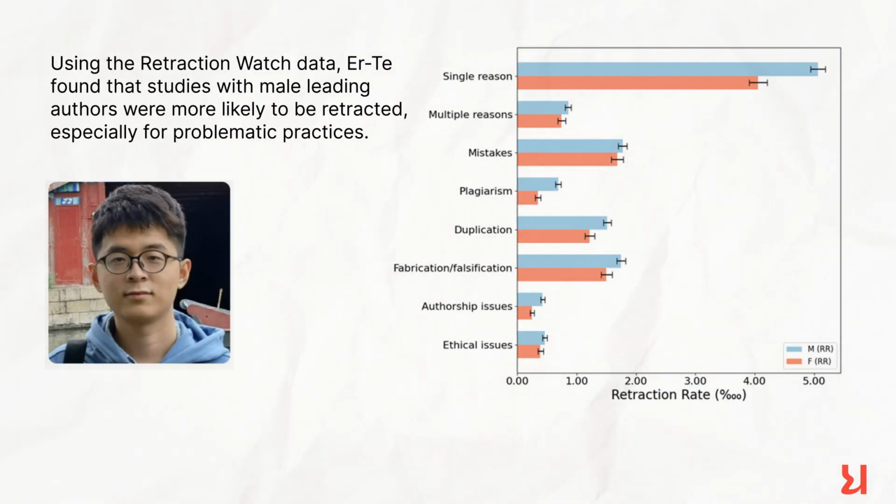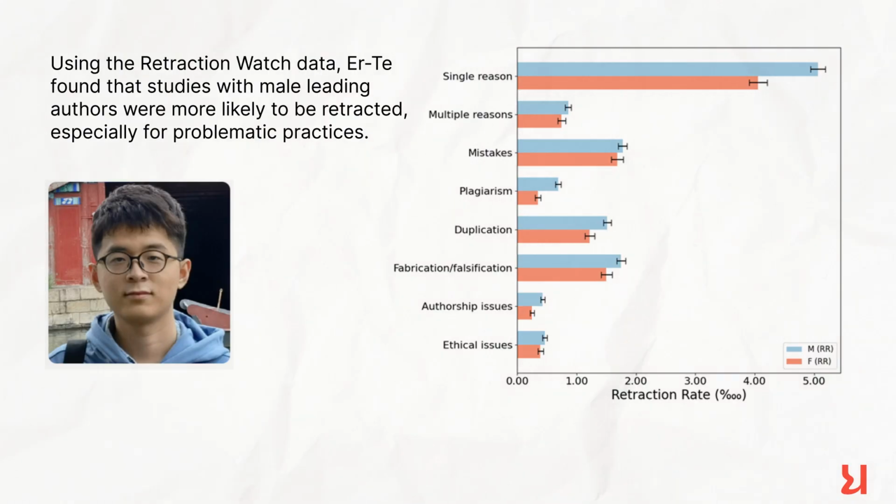The first example, using Retraction Watch data, Urte from our project found that studies with male leading authors were more likely to be retracted, especially for problematic practices. So he classified the reason for retraction using the Retraction Watch database categories, and also the gender of the author based on their name.